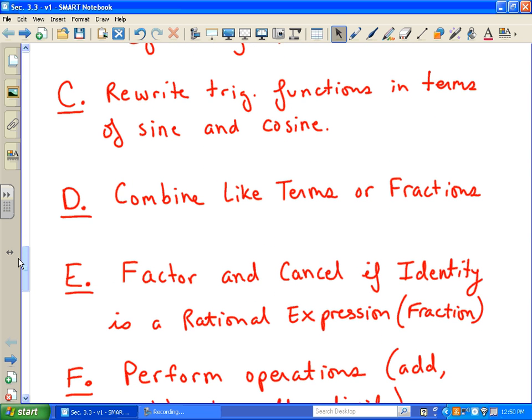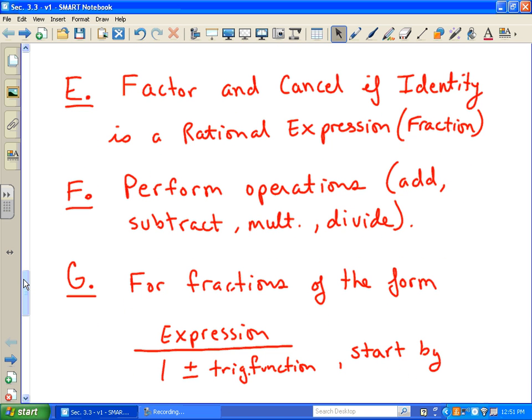Next, one idea is sometimes you can rewrite the trig functions that you've been given in terms of sine and cosine. The next thing, sometimes you can combine like terms. Sometimes you can also combine fractions. Usually you'll have to find a common denominator to do this. Another technique is sometimes you can factor and cancel if the identity is a rational expression or a fraction. We're not used to factoring most of the time with trig, but we will learn how to do this. Okay, the next thing, you can perform operations. Add terms together, subtract, multiply, or divide.